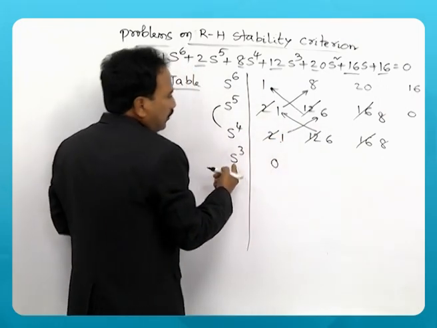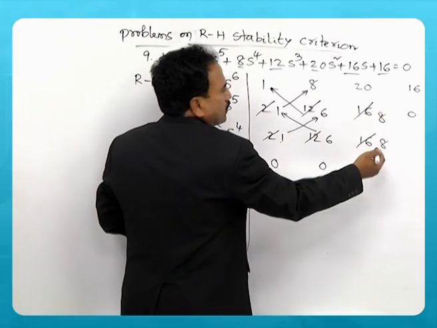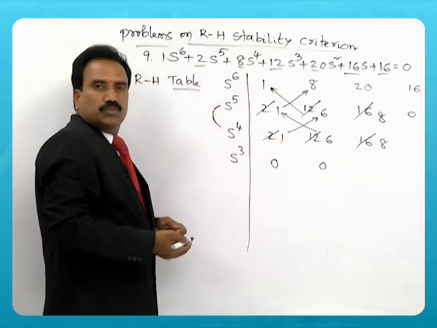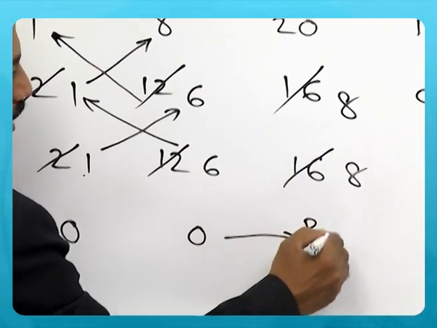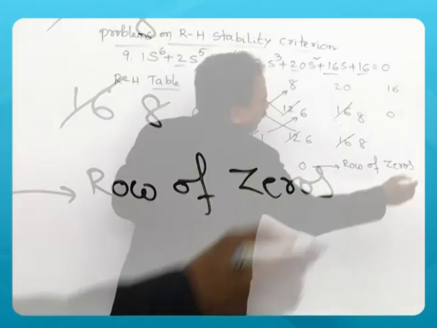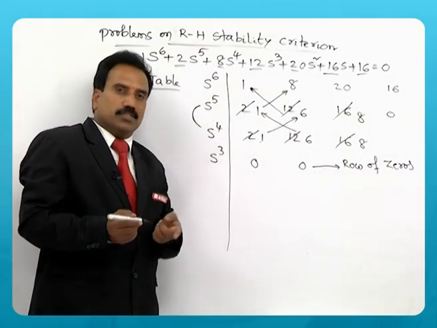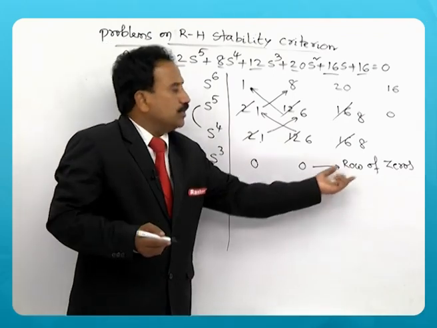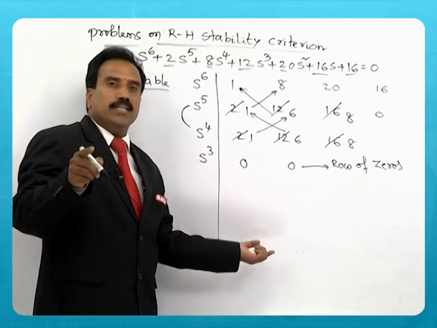Similarly, the second component of the s power 3 row is also 0, because the product of this 8 minus 8 is 0. So I say that this is a row of zeros. The second difficulty in the R-H table is a row of zeros. So you cannot go further, but what is the indication here?